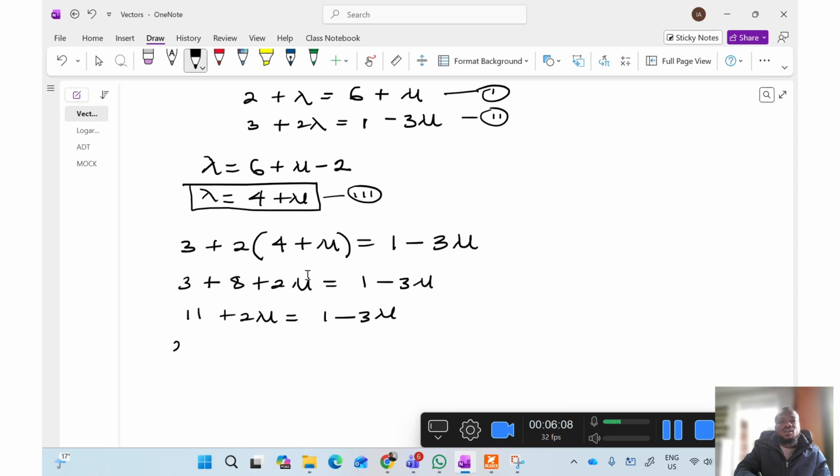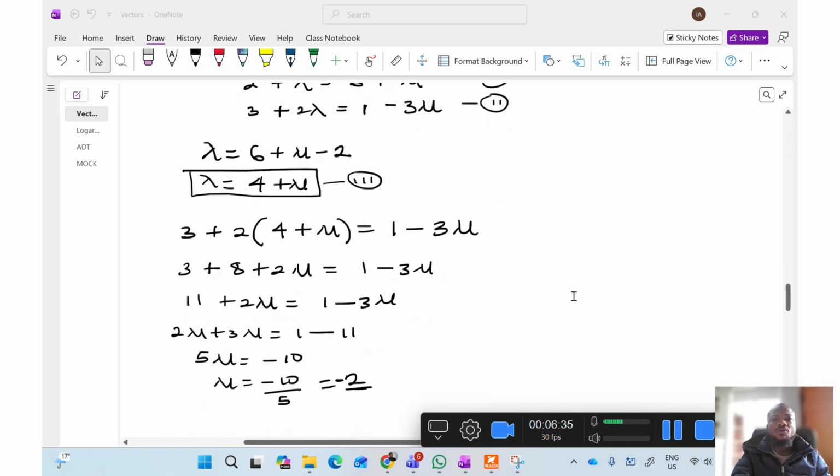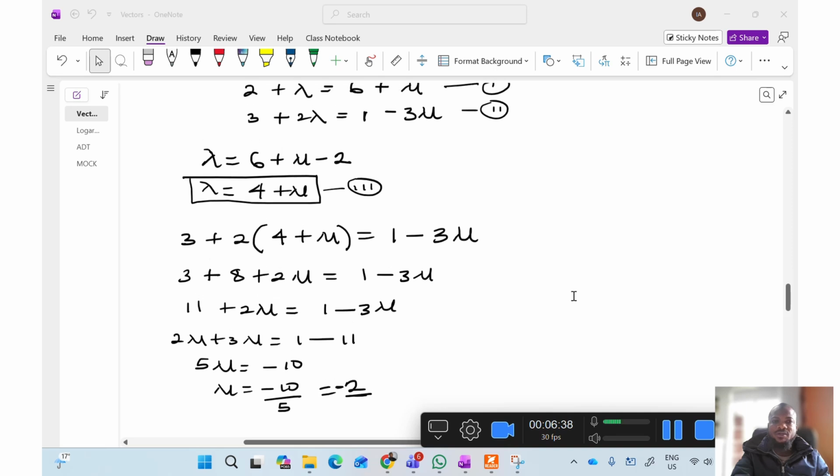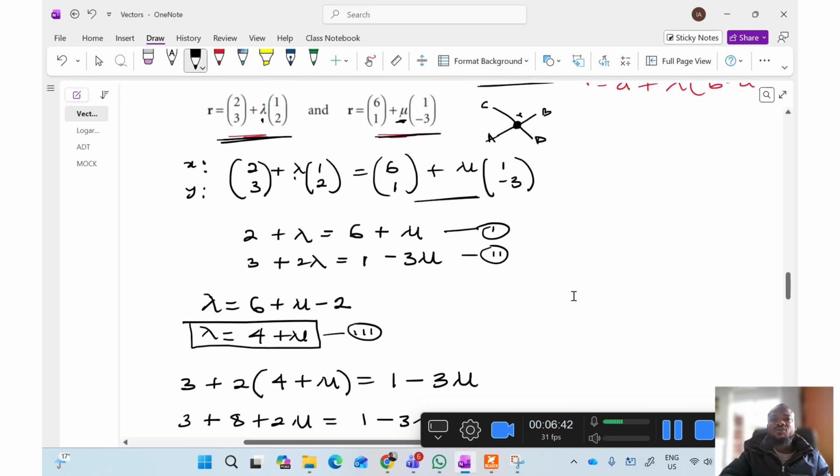So that implies that 2 mu plus 3 mu is equal to 1 minus 11. So 5 mu is equal to minus 10. So mu is equal to minus 10 divided by 5. That means the value of mu is equal to, oh sorry, minus 2, not 2, because minus 10 divided by 5 is minus 2. I hope this is well understood. So now we don't have to find the other value, lambda. We can just take any of the two values. Since we found mu, we take this value.